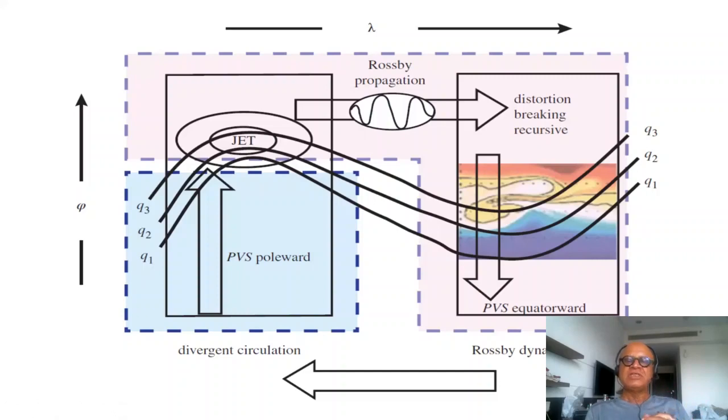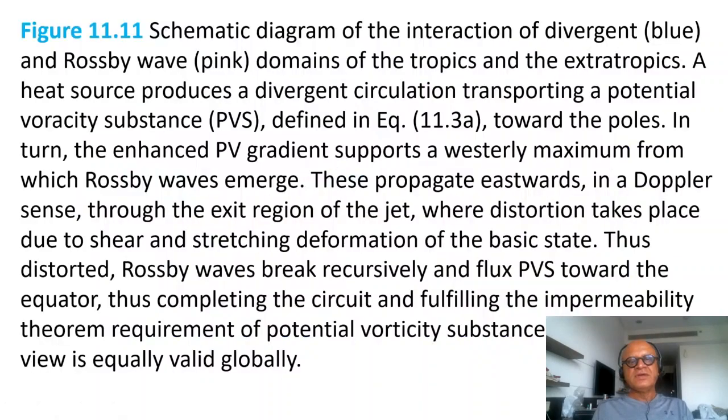Okay, so this is a very clear indication of why you have recursive Rossby waves, reversible Rossby waves, as well as Rossby waves that get into this changing basic state with meridional shear, longitudinal stretching, and then lead to these recursive breaking Rossby wave activities and distortion of the PVS as they get into low latitudes. Okay, so this is the main story there.